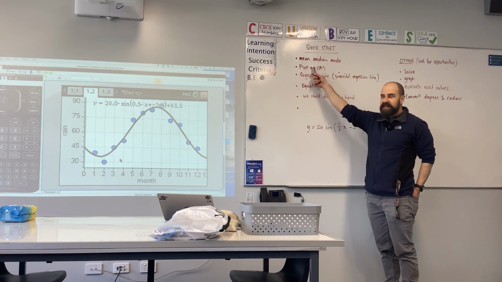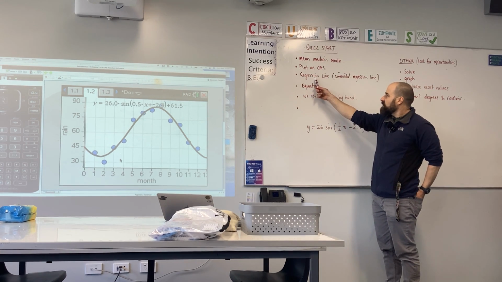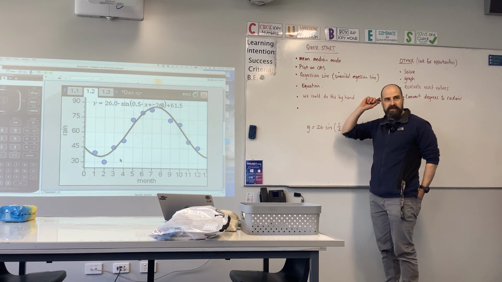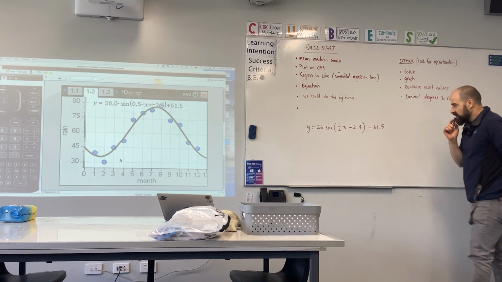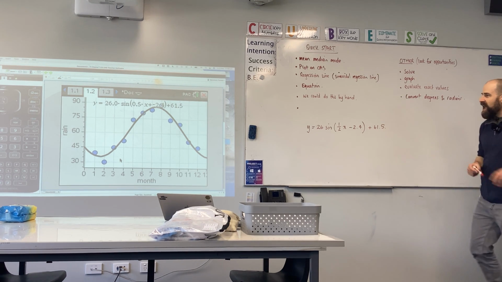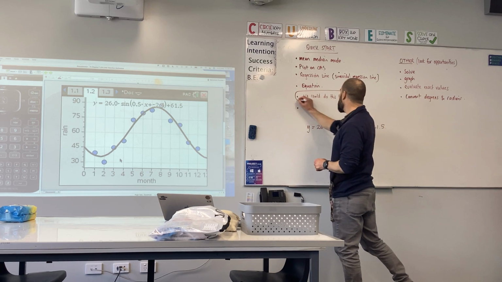We've plotted it on CAS. We've done the regression line on the CAS. We've written our equation. How do you do it by hand? That is an excellent question. I'm glad you asked it. How could we possibly do this by hand?